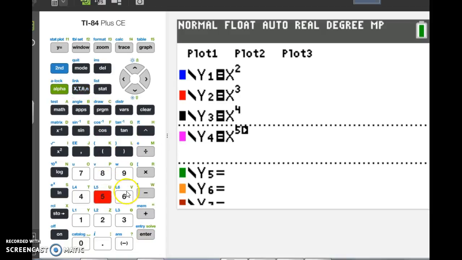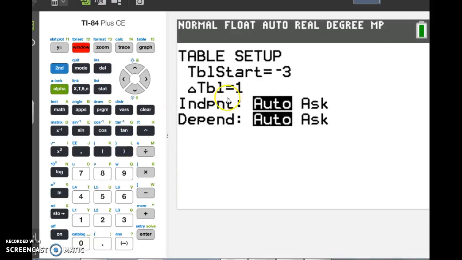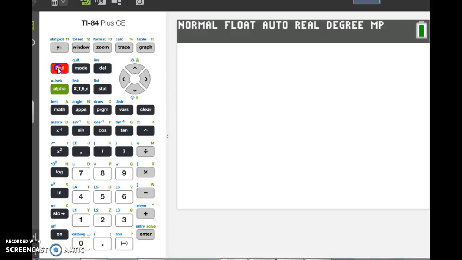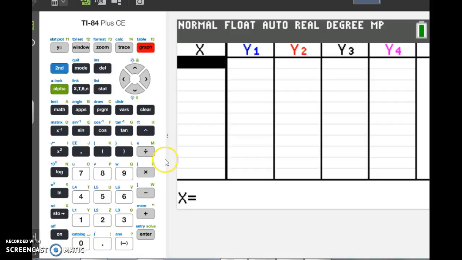All right, now since I'm just going to look at the values from -3 to +3, I'm going to go to table set. So I'm going to go to second, and the window key is table, and I'm going to change auto and independent down to ask. I'm going to go down to table ask down here and change this to ask. Now remember, when we go to table ask, it gives me a blank table. So what I'm going to do is put in my x values. My first x value is -3.